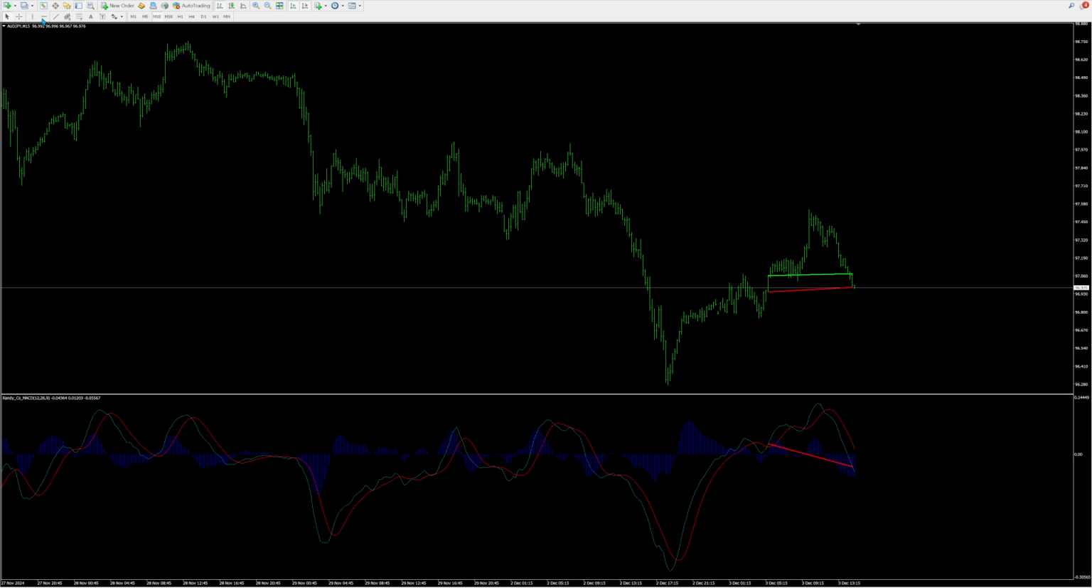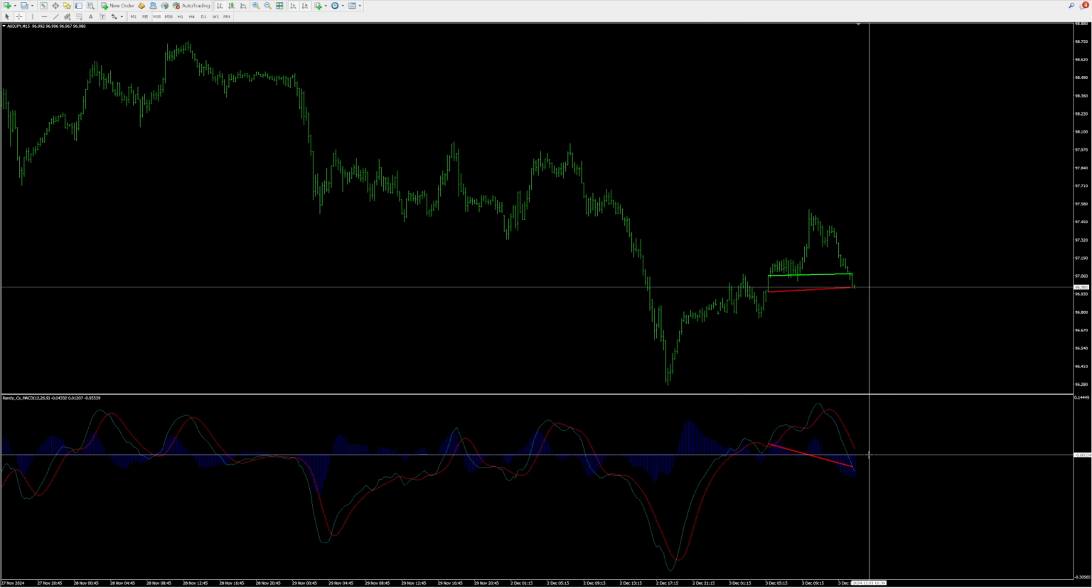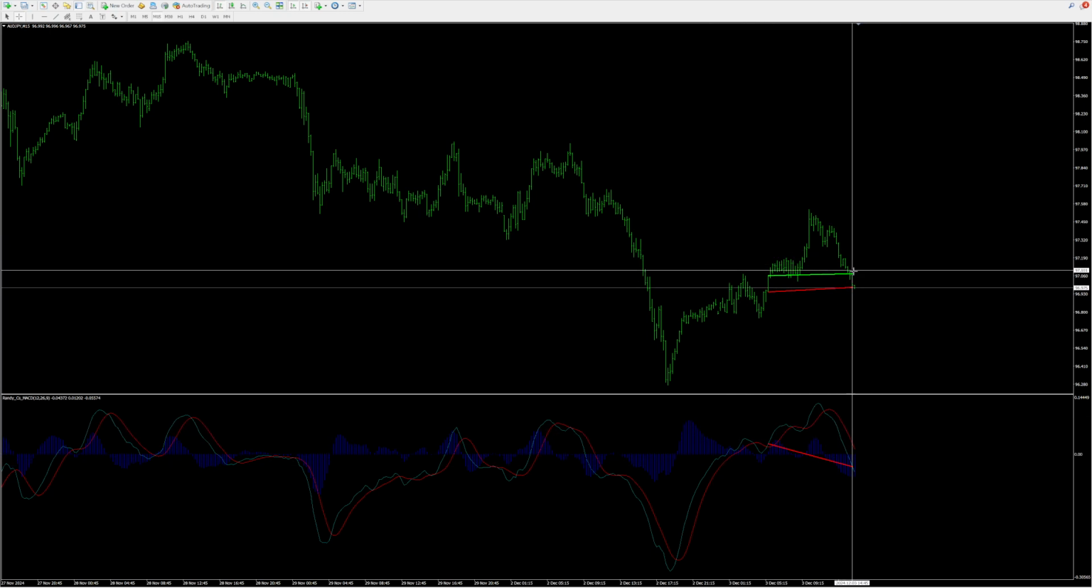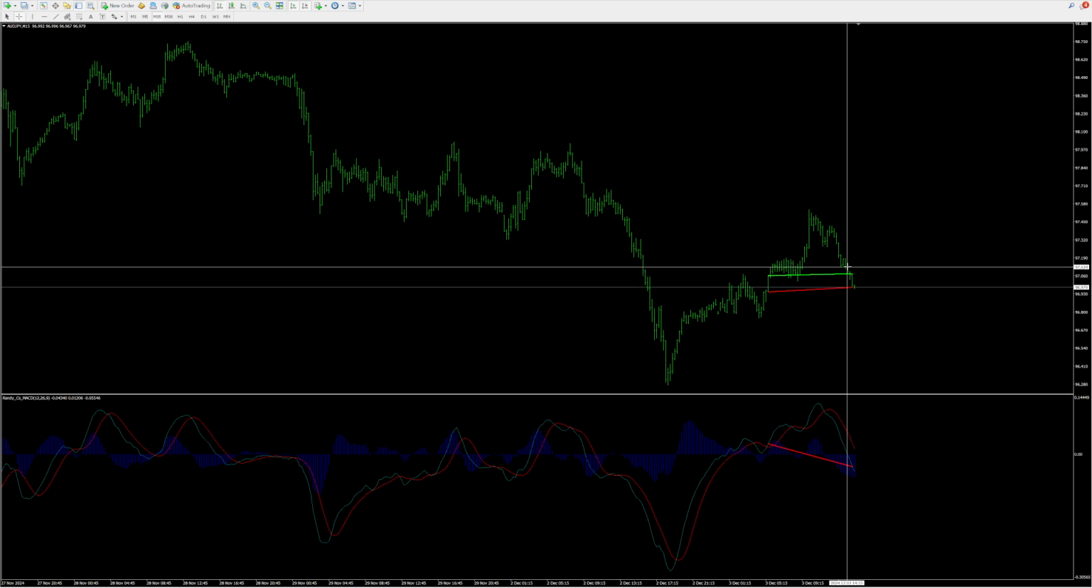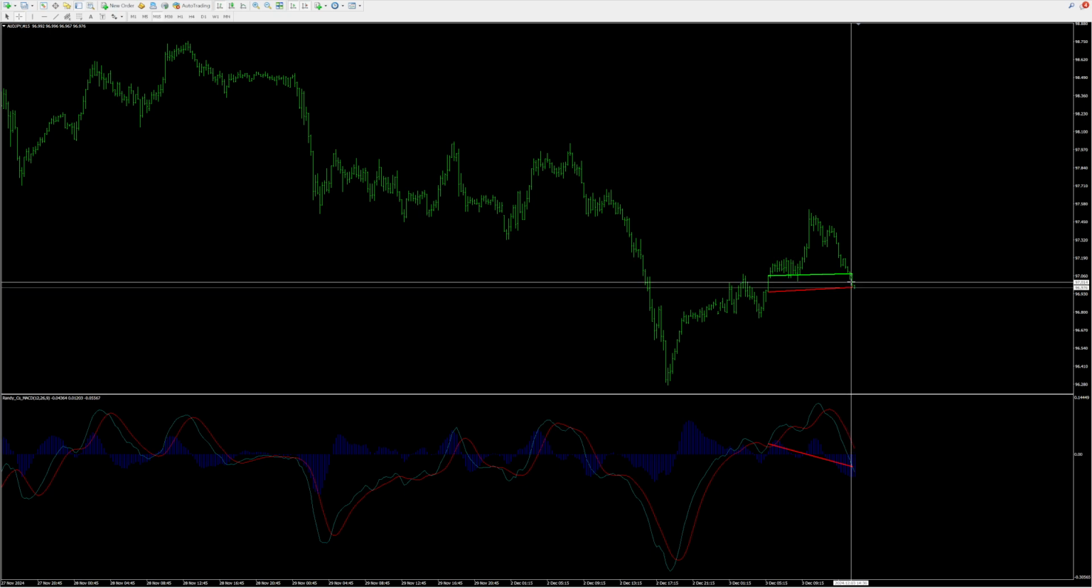This is basically a signal that perhaps the market is going to turn around once we see the market making higher highs, but the indicator doing the lower lows. We can expect a bearish reversal, and that's exactly what we're getting now. So your entry could have been on a break of either of these lines.